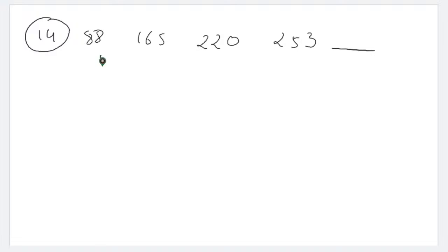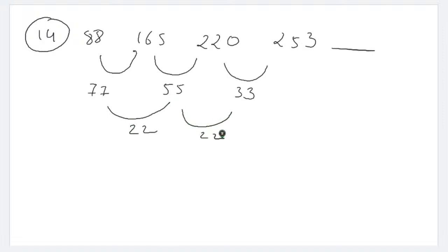If I take a difference between 165 and 88, it becomes 77. If I take a difference between 220 and 165, it becomes 55. If I take a difference here, it becomes 33. Now what if I find a common difference? See, this is 22. This is also 22. That means again I have to take a difference of 22. This becomes 11. 33 minus 22 is 11. So 253 minus 11 will be what? Sorry, 253 plus 11 will be what? 264. That will be your final answer.